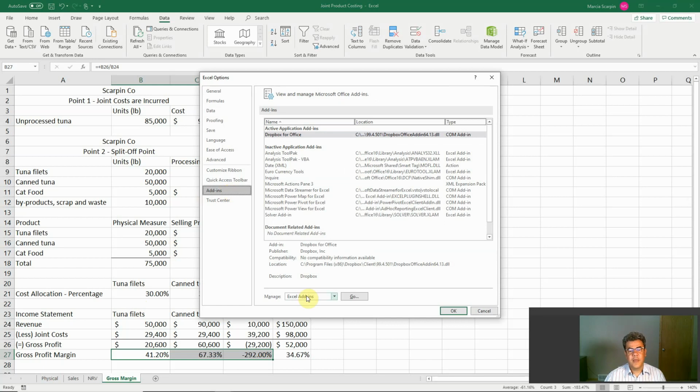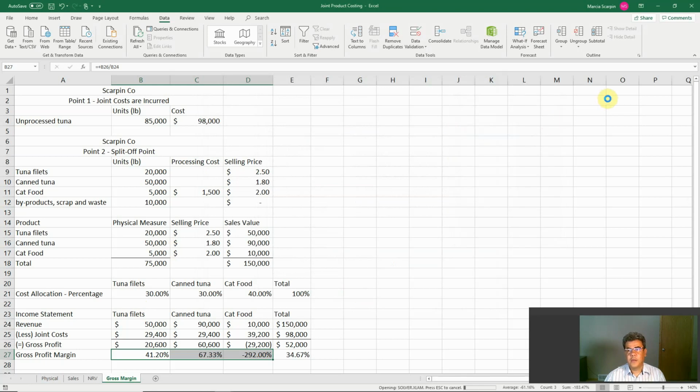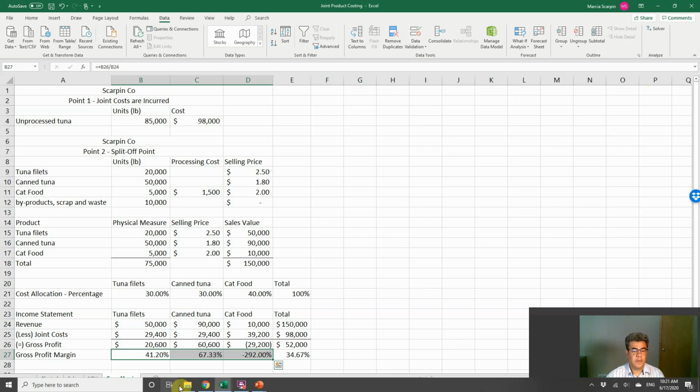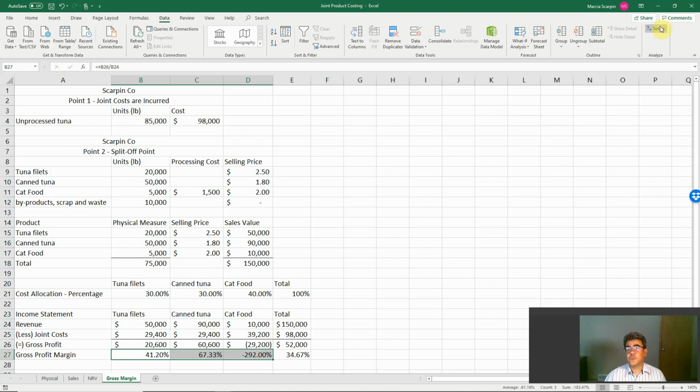add-ins, Excel add-ins, go. Here we go. Solver add-in. Okay. And let's work on it. Go Excel, go Excel. Come on, Excel, please. Not responding. So cool. I love that. Oh, I think we have it. Here, Solver. So how does it work?